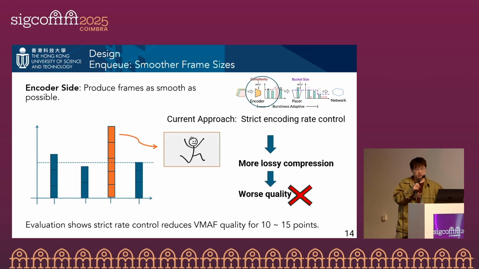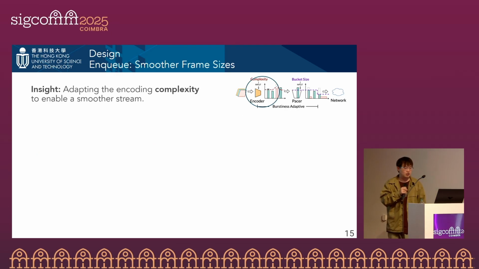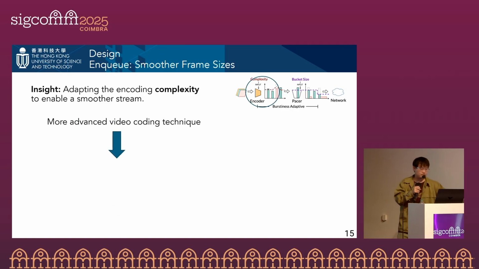We have an evaluation experiment to show that a strict rate control method inside the encoder reduces the VMAF quality by 10 to 15 points. That is unacceptable to us. So instead, our insight here is to adapt the encoding complexity to enable a smoother stream. So let me explain the logic.